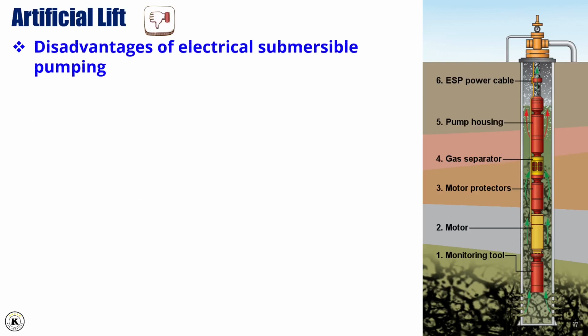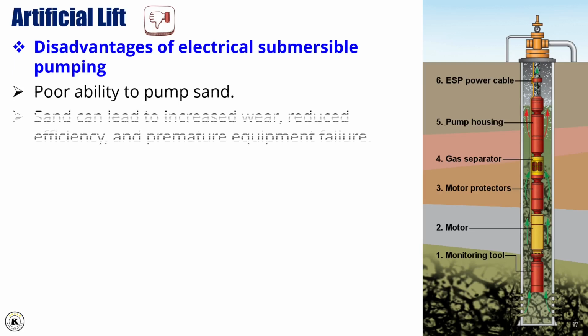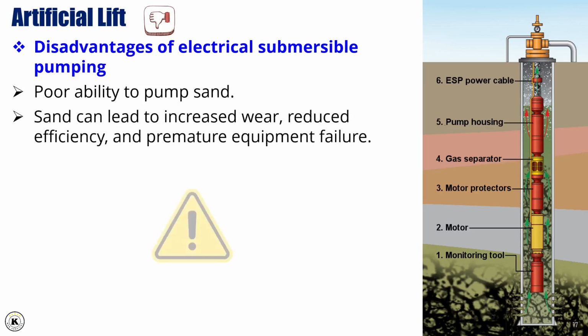Despite their advantages, electrical submersible pumps have some limitations. One key disadvantage is their poor ability to handle sand production, as the presence of sand can lead to increased wear, reduced efficiency, and premature equipment failure.